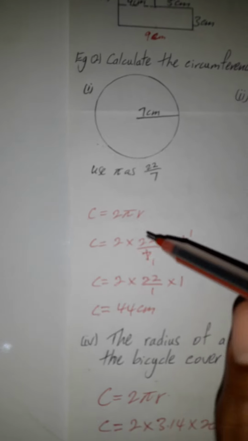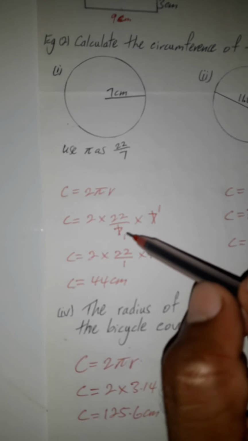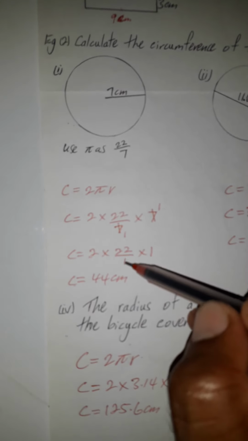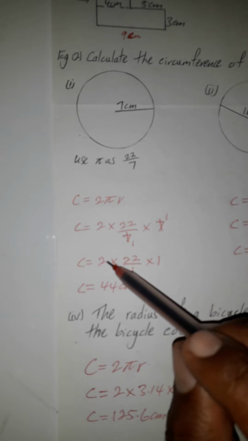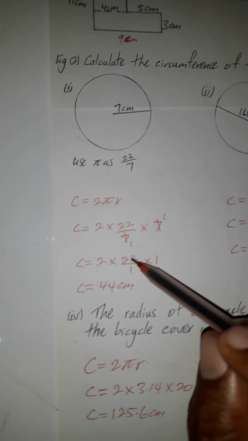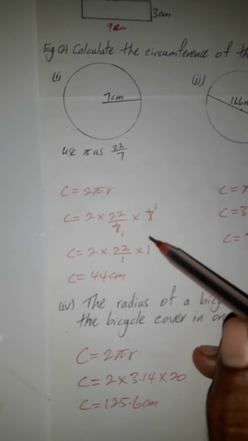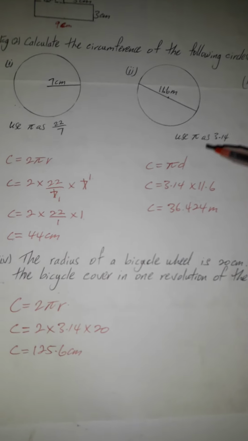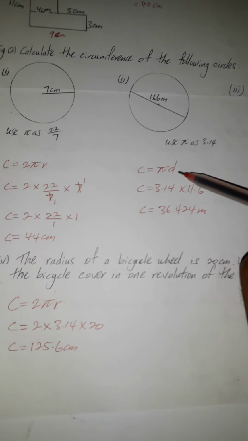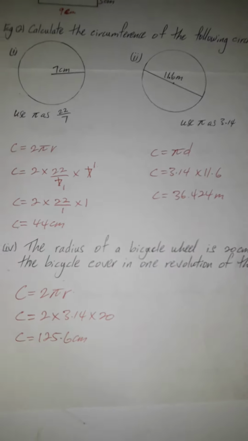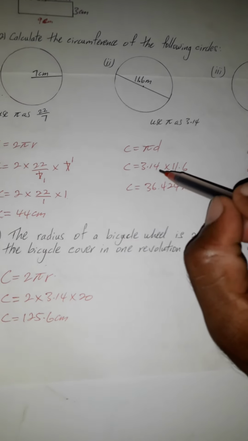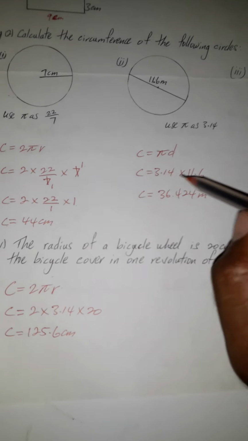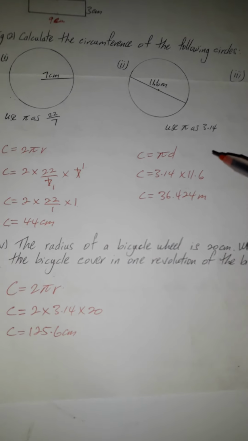So use C equals 2 pi r, so 2 times pi, which is 22/7, times r, and you cancel off the 7 into 7 one time, good. So that's how we got, and then we multiply here, 2 times 22 gives us 44 times 1, anything multiplied by 1 gives back the same answer. Okay, so we choose to use pi d instead. In Form 4 we are allowed to use a calculator, so you don't have to show your multiplication of decimals at the side. You just use your calculator, enter this, and bam, you have your answer.